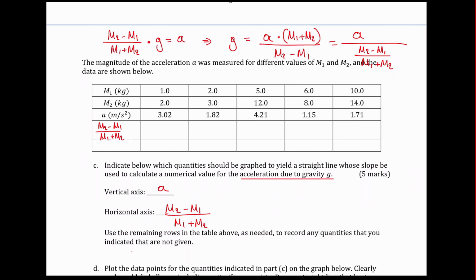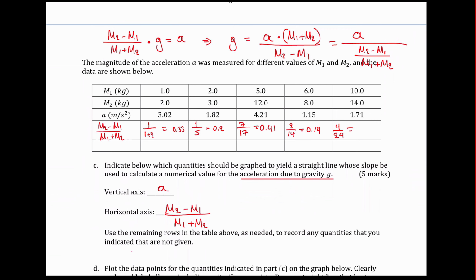For each single case, we can use a calculator. m2 minus m1 is 1, divided by m1 plus m2, 1 plus 2, so the result is 1 over 3 or 0.33. In a similar way, 1 over 5 or 0.2. In a similar way, 12 minus 5 is 7 over 17. We need a calculator for this. So the result is 0.41. Then we get 8 minus 6, 2 over 14. The result is approximately 0.14. And 4 over 24.